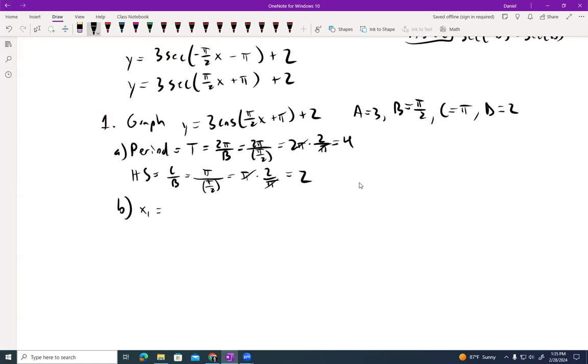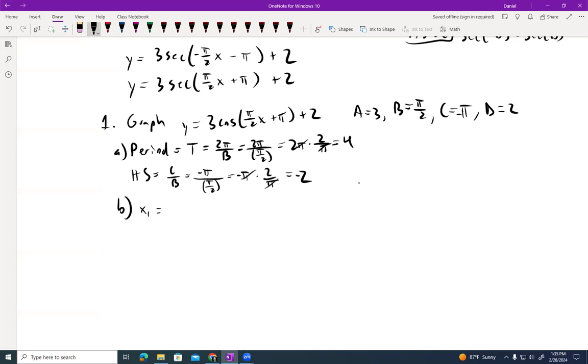Which in this case, our horizontal shift is, oh, I made a fatal error here. Since I have a plus sign on the inside, my c should be negative. So this is actually going to be a negative pi. My mistake there, everybody. So when I go to do my horizontal shift, I should get negative pi here, negative 2 here. My mistake. We need to go back and correct that.